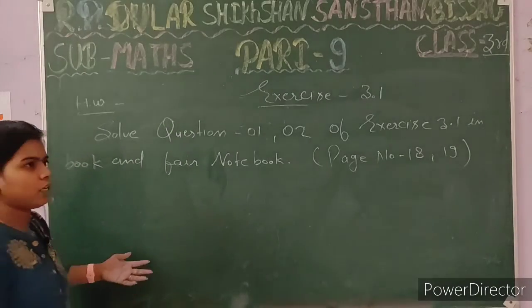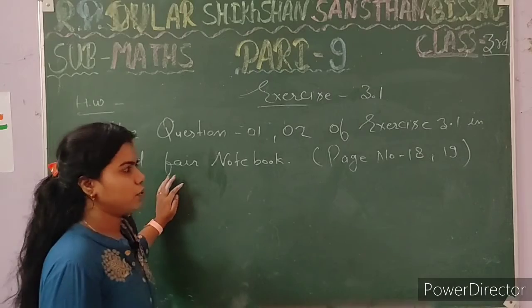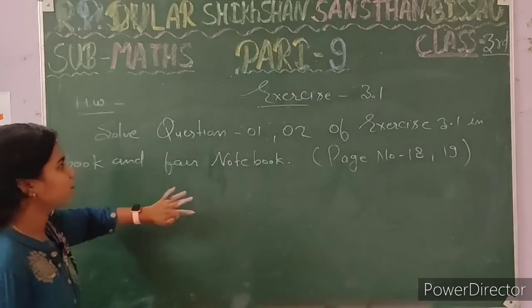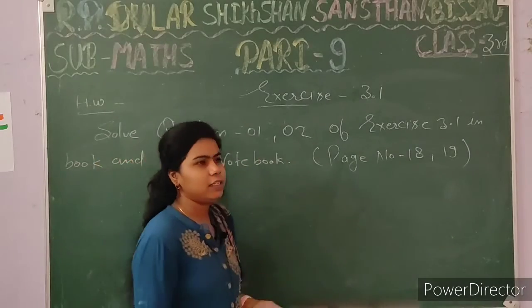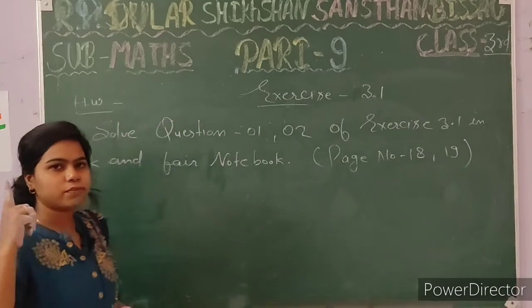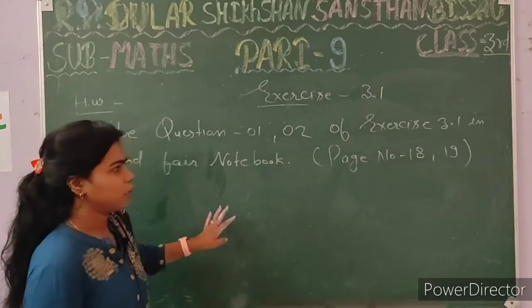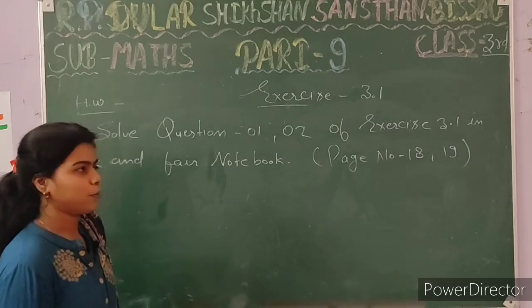I will tell you how we can solve the third question, because the third question is different from these questions. So only do first and second in 3 steps. Add ones, tens and hundreds. Then you can do it easily in your fair and rough notebook, students.